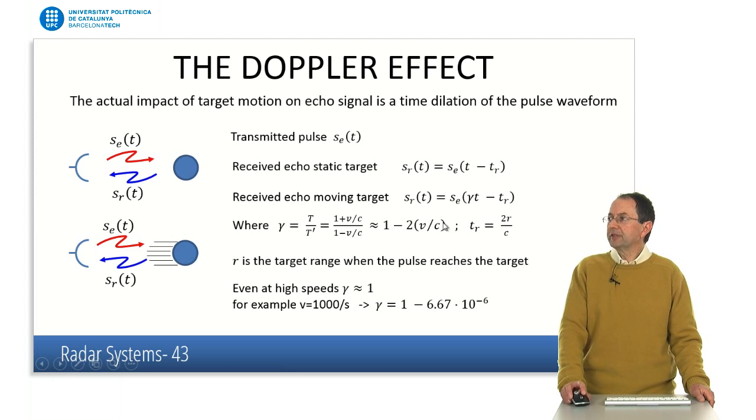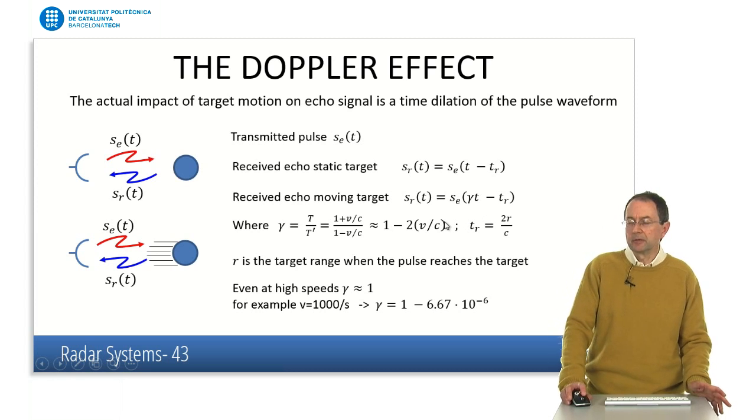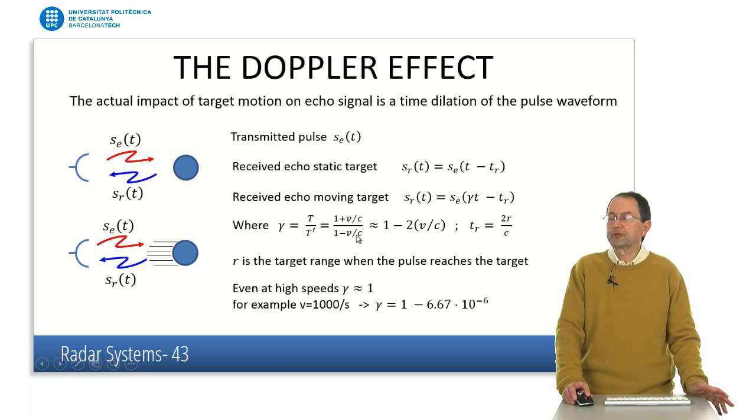Of course, this change is very small in practical situations because the speeds of the targets, in real cases, are much slower than the speed of light. So this ratio of time dilation is very small, it's almost 1. So, for example, for a speed of 1000 meters per second, this time dilation is 1 minus 6 times 10 to the minus 6. So it's a really small change.